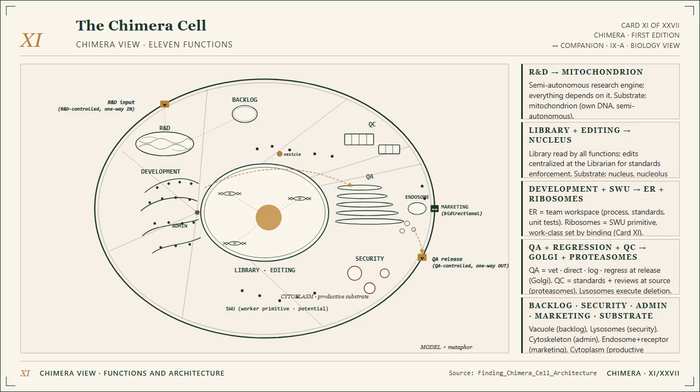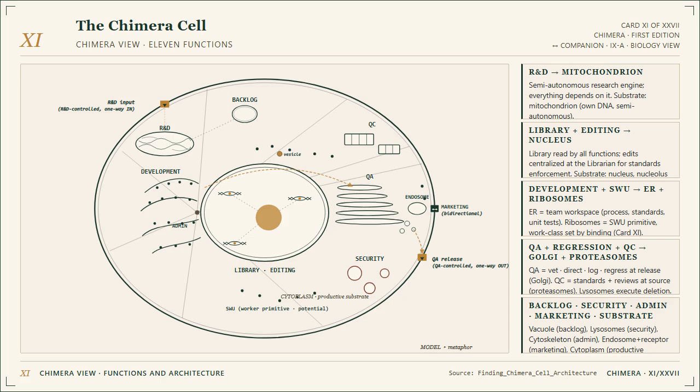Backlog is the small vacuole next to R&D. Note its position. It is proximal to R&D, which determines what kind of backlog it holds. R&D items, deferred sparks, queued hypotheses. Vacuoles are content typed by their neighbor, not by declaration. Card 22 unpacks the proximity pattern.